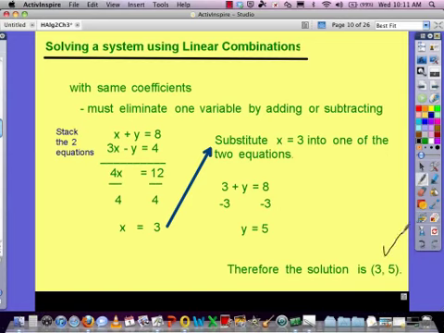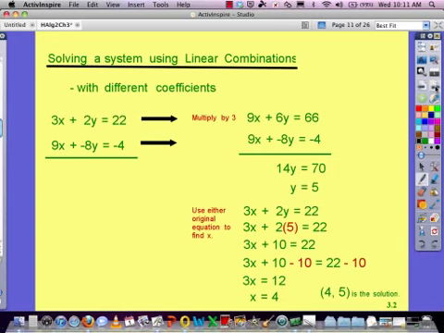Now, you're going to say, well, what if the coefficients aren't positive and negative values of each other? That's our next solution. We know we already have equations like that, so we'll move forward. What if they're different? So again, look at these two equations. 3x and 9x, nope, they cannot be added or subtracted. 2y and negative 8y, they cannot be subtracted.